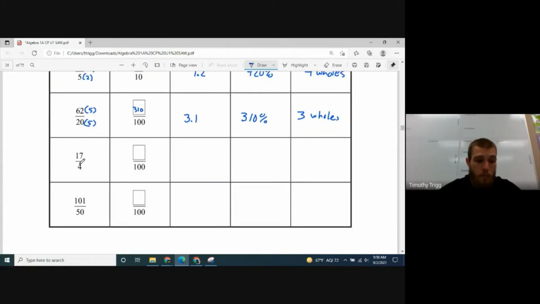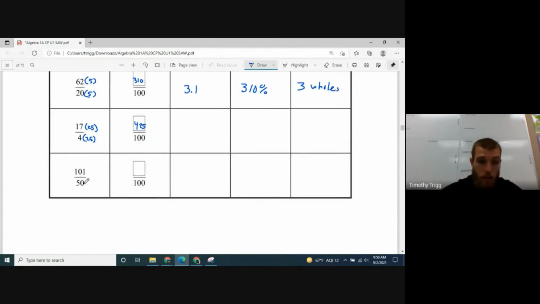For this one, 4 times what gives me 100? Well, 4 times 25. I multiply the numerator also by 25, which is 425. See if you could finish the rest on your own. Here, 50 times 2 gives me 100. I multiply the numerator also by 2. Whatever you multiply the denominator by, you multiply the numerator by the same. So this would be 202 out of 100. See if you could finish the rest.